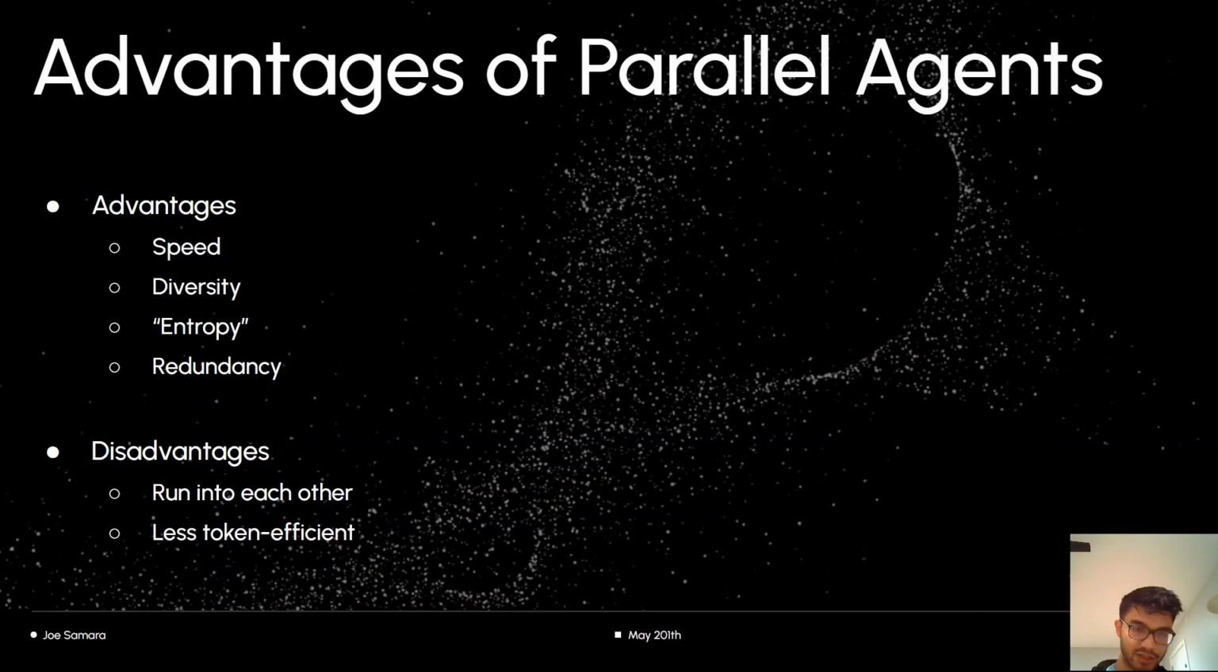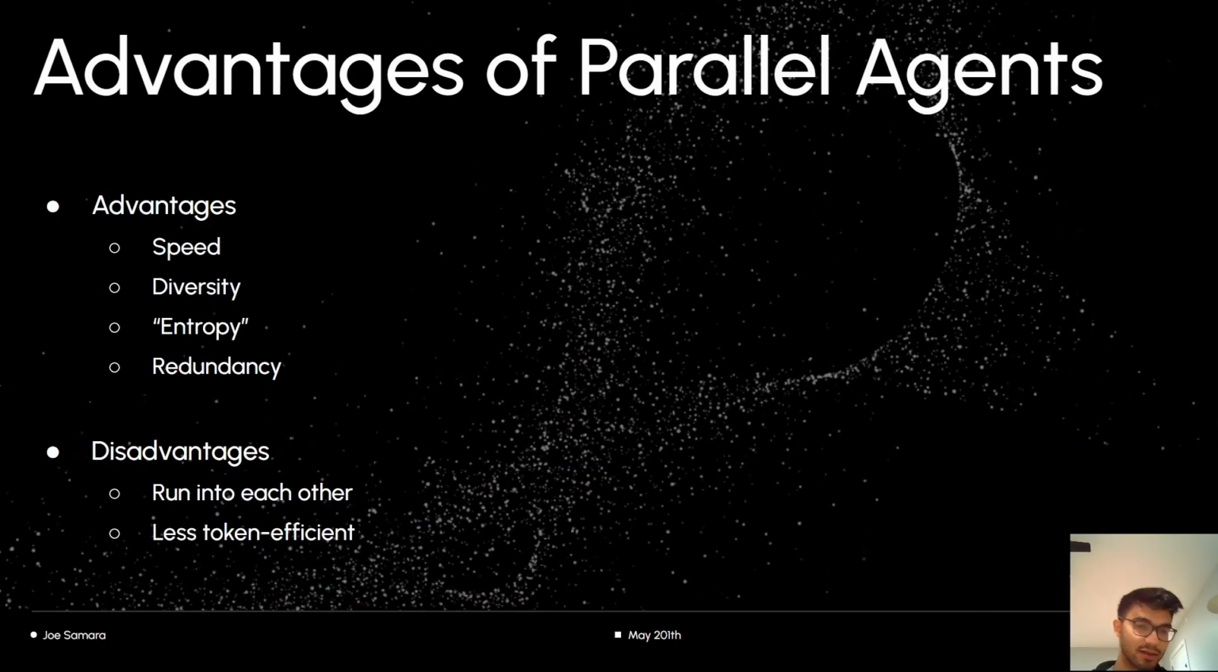So those are the advantages, but there are actually disadvantages to parallel agents. One of the most immediate disadvantages that you will notice is that they tend to run into each other if you don't have the proper tooling in place. This makes sense. If you have 5 different people working on the same project, a level of coordination is required to make sure that they don't step on each other's toes.